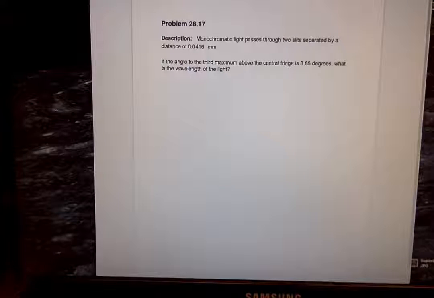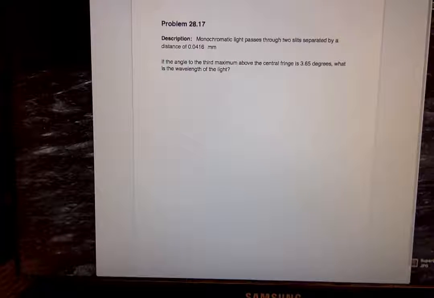Let's just break it down. Monochromatic light, you remember that just means laser light, only one color, like a laser, and it passes through two slits, so that suggests a double slit experiment is going on, and the slit separation is given in millimeters, and then they're asking for the wavelength, and usually we express wavelengths in nanometers, so we might have to do some unit conversion here. So let's take a crack at it.